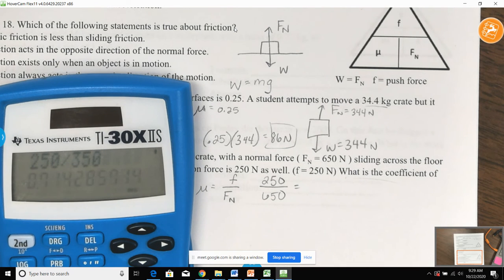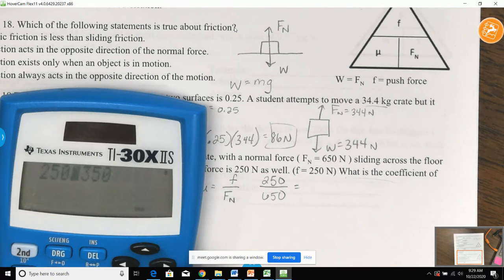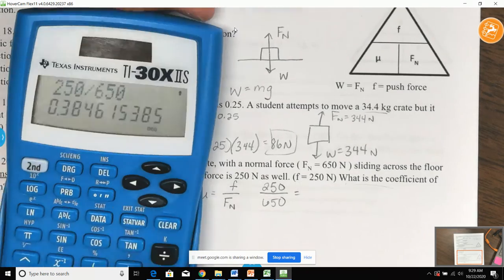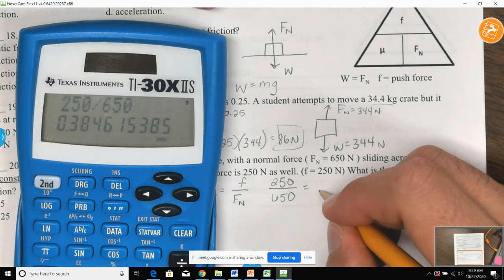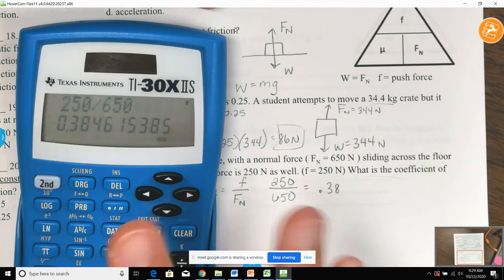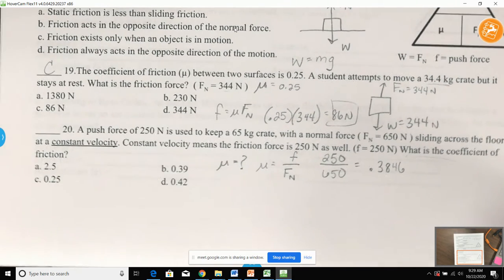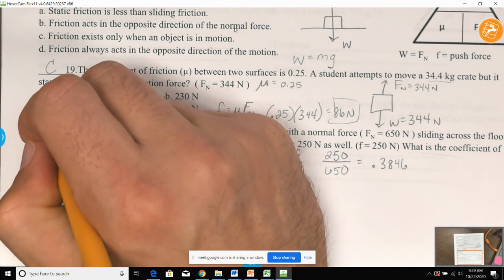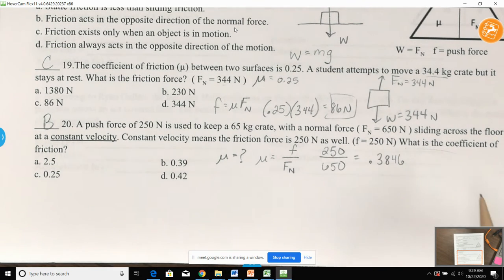So just bang that out in the calculator. 250 divided by 650. Oh, I put 350. Well, that is not correct. That is better. And that is coming out to be 0.384. So we're going to wind up going with letter B. So I guess technically if we wanted to round the 6 to the 4, this would make it a 5, and then that would round it up to a 9 if we were chopping it off at 2 decimals.